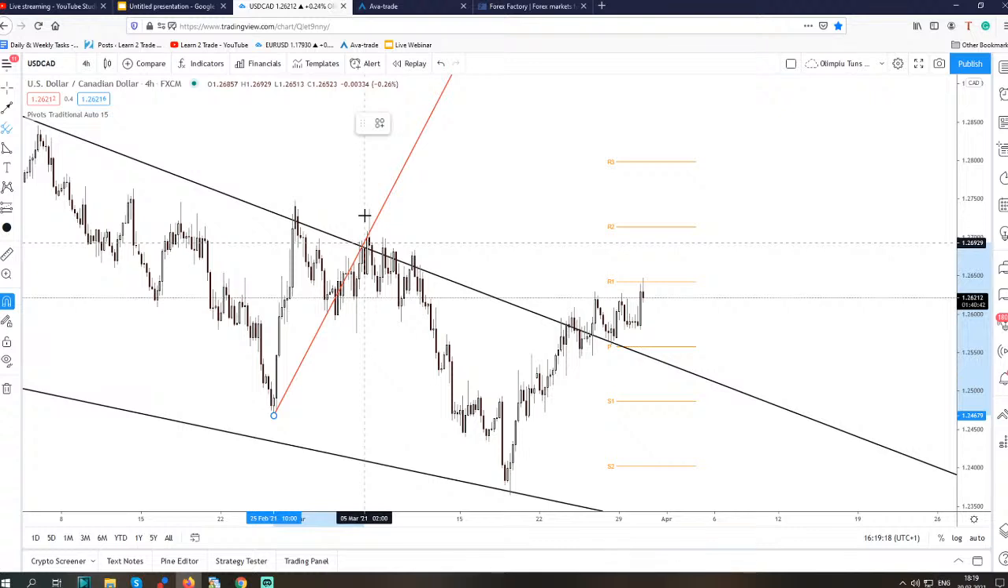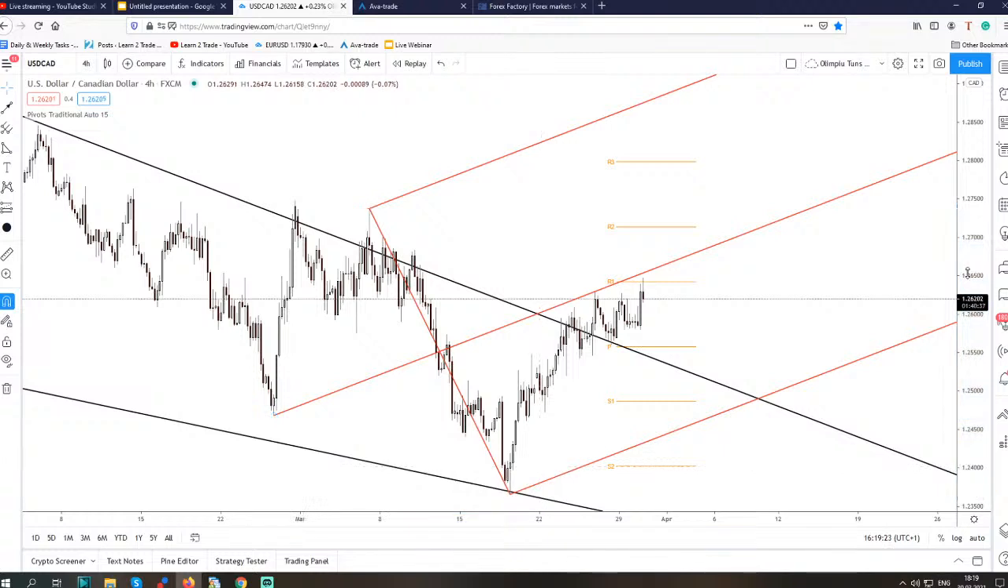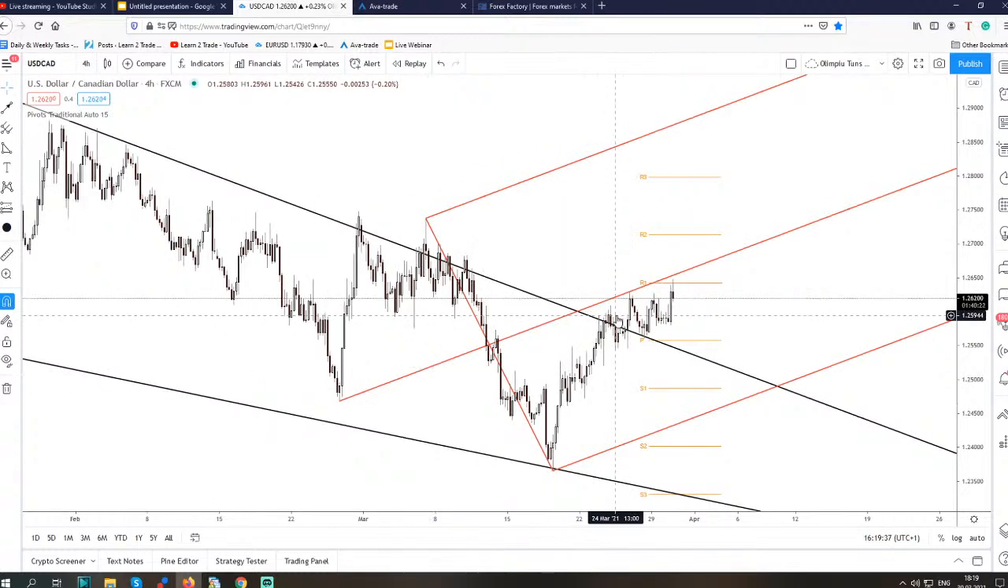Okay, let's draw the pitchfork again. So I've selected 3 pivot points. Yes, we will talk about GBP versus the Canadian dollar later. Thanks for your question, for your request. Yes, the trade could be still open, depends on your broker.